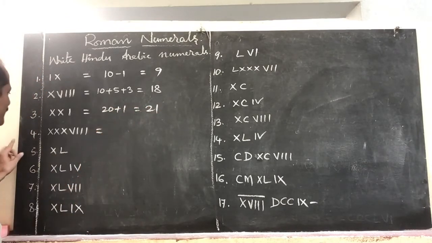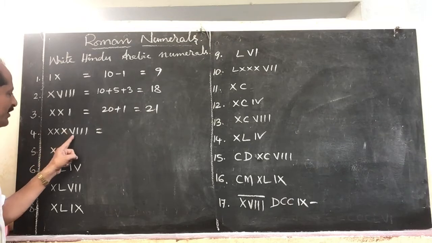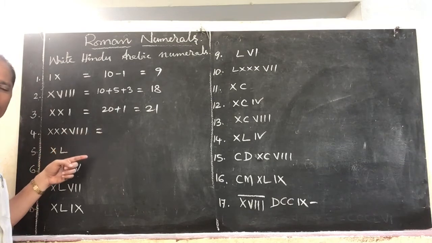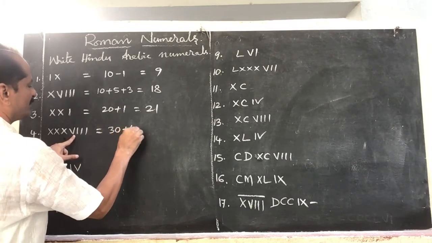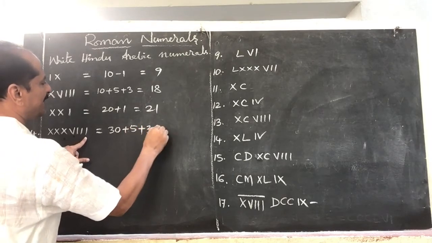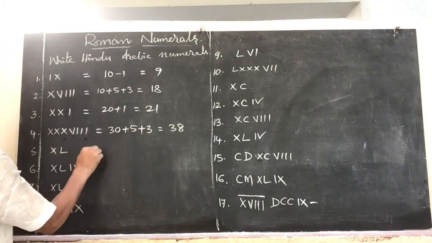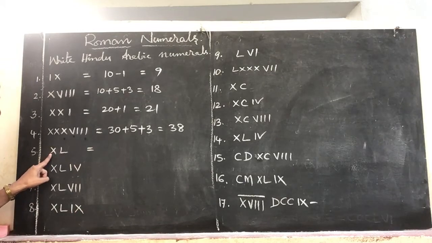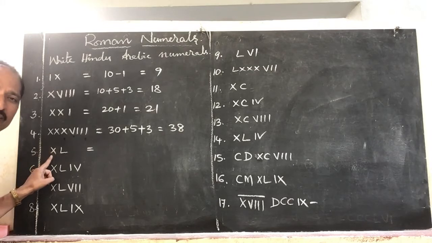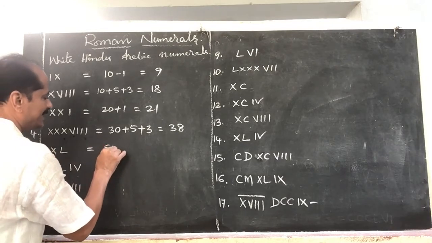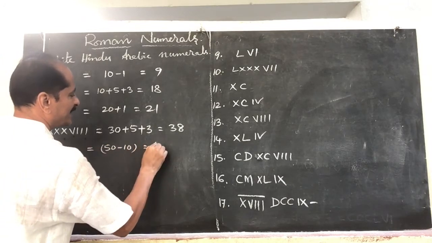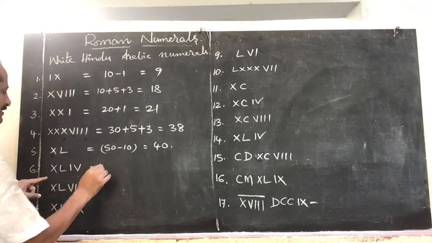Now check carefully. Now here these are X's, V small, all small symbols on the right side. So what to do? You add all these. So 3 times X, 30, plus 5 plus 3 times 1, 3. 30 plus 8 is equal to 38. Now here also, X is the smaller number and L is the greater symbol. So to the greater symbol we are writing the smaller symbol on the left side. Whenever we write a smaller symbol on the left side, it is to be subtracted. That means 50 minus 10, that is equal to 40. 40 is the answer. Next. So here also, check carefully.